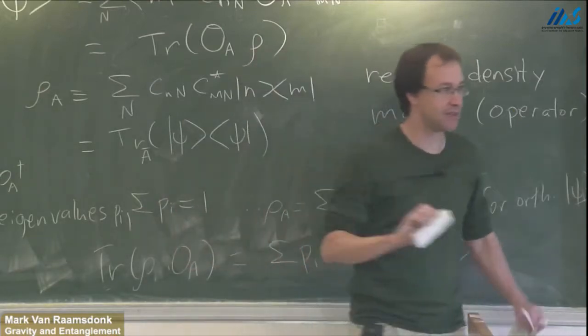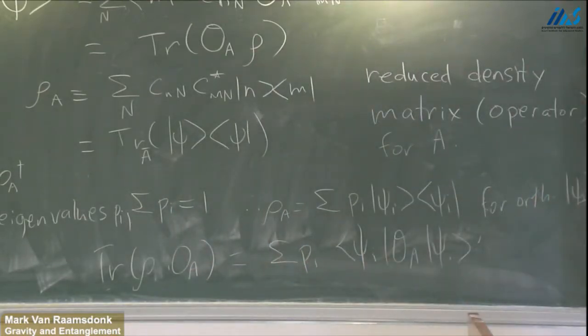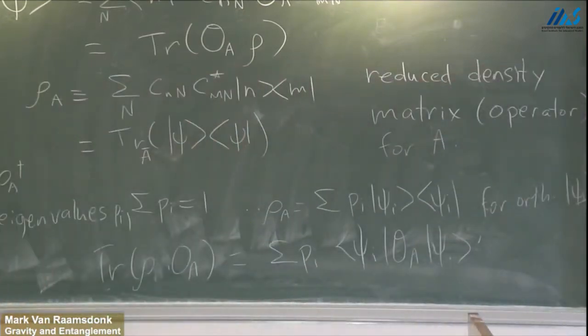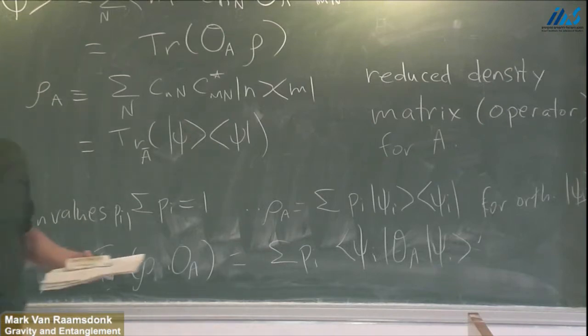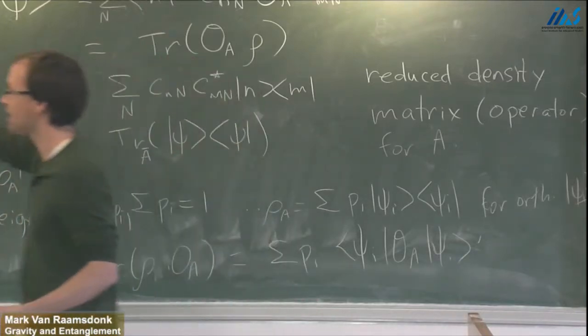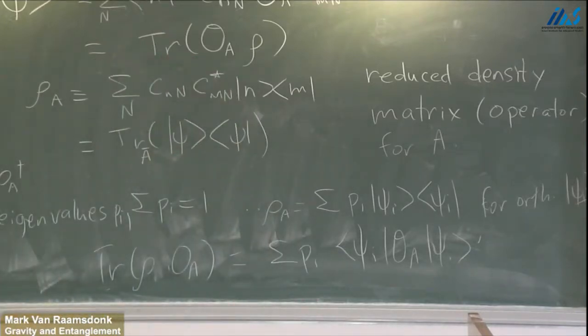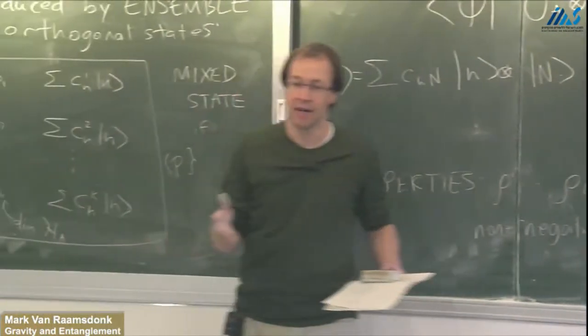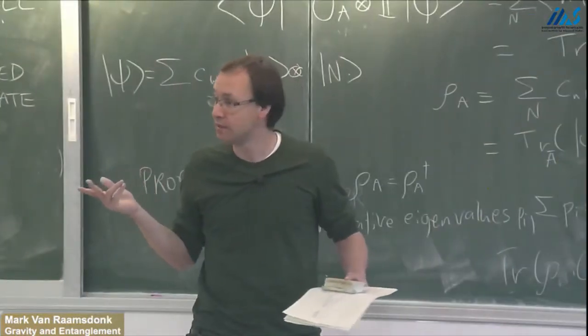Any questions so far? So this is very basic, and then we'll now move on. Okay, so going back, just to remind you, the property of being entangled was the property that I couldn't write, that I had to use an ensemble here rather than just a single state. And so this is related to the property that there's more than one non-zero eigenvalue.